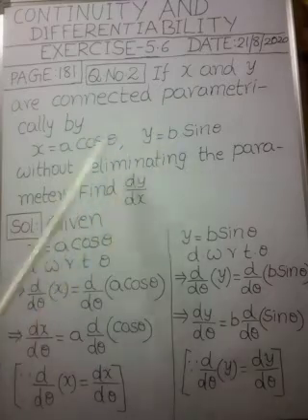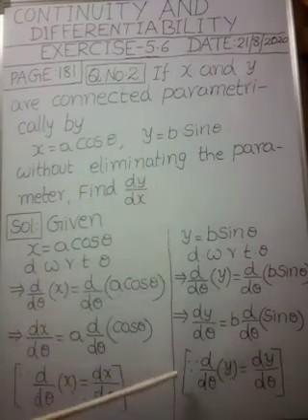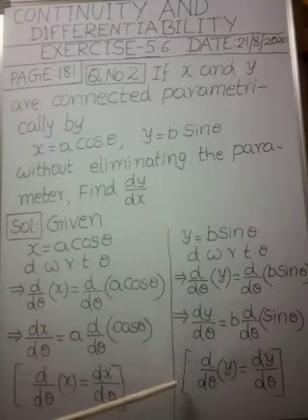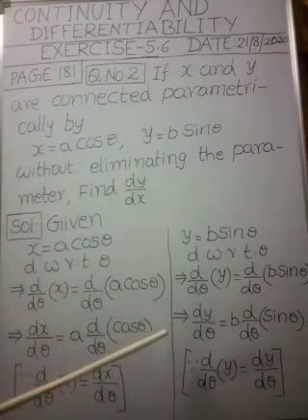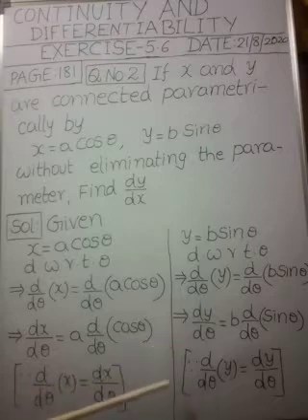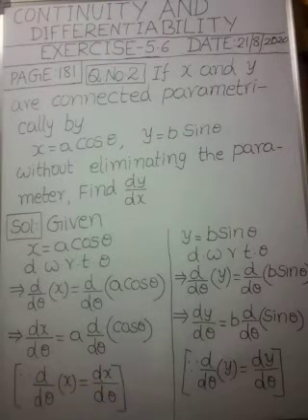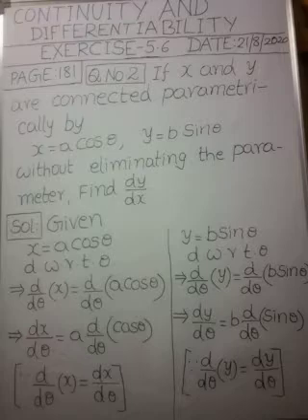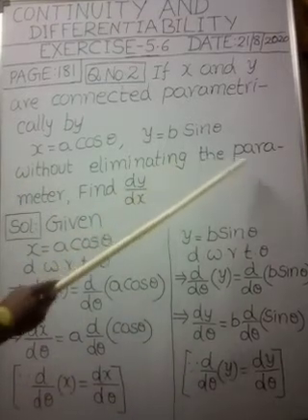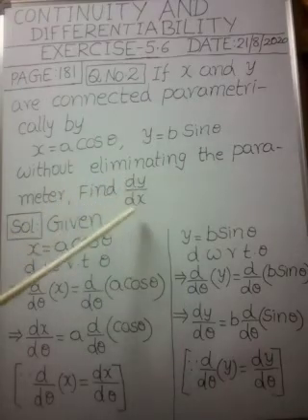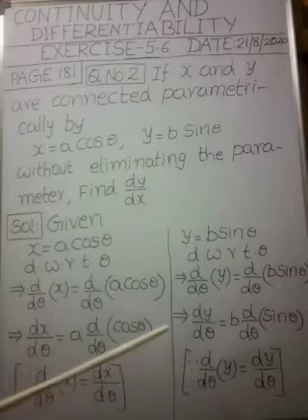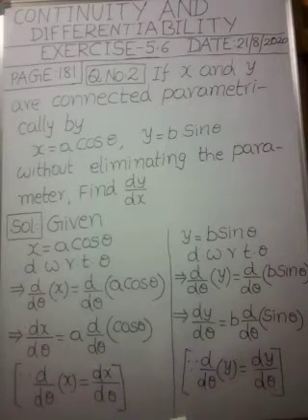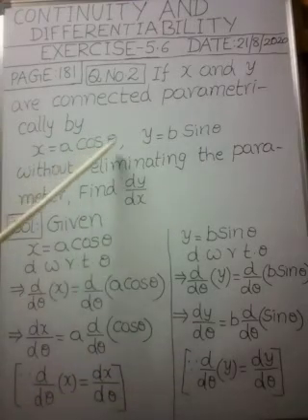By observing these two equations, can you find out what is the parameter? Yes, theta, not a, b. a, b, c are always considered as constants, arbitrary constants. My children, remember this point always. Without eliminating the parameter, find dy by dx. Understood the question, my dear children? We have to find dy by dx without eliminating the parameter.